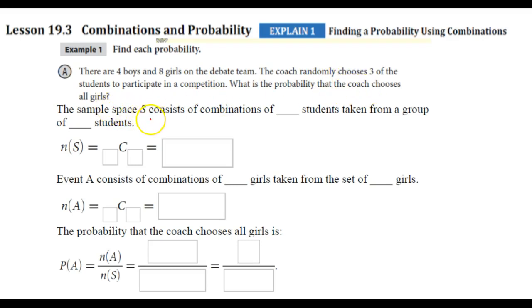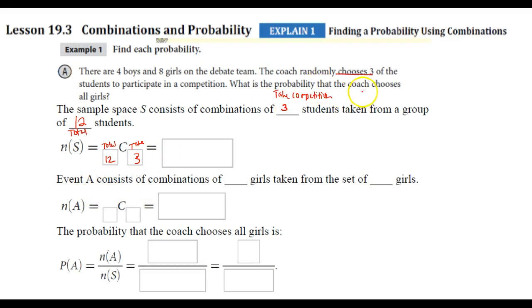Alright, so first things first, the sample space S consists of a combination of how many students he can take to the competition. Well, he can choose 3 out of how many total are there? Well, 4 plus 8 is 12. So that's going to be a combination out of the total for what he can choose or take. It's 12 choose 3. We are going to figure this out on our calculator, but for now let's go on to event A.